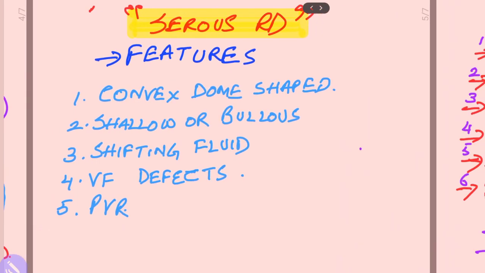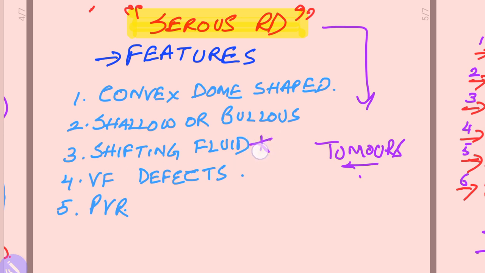Now serous retinal detachment is very common and it is linked to tumors. Whenever there are tumors, serous retinal detachment is always looked for. It is convex and dome shaped. It is shallow or maybe bullous. Shifting fluid is always present. Very important, shifting fluid. This is the feature. You can miss all the other features, but you cannot miss the shifting fluid feature.